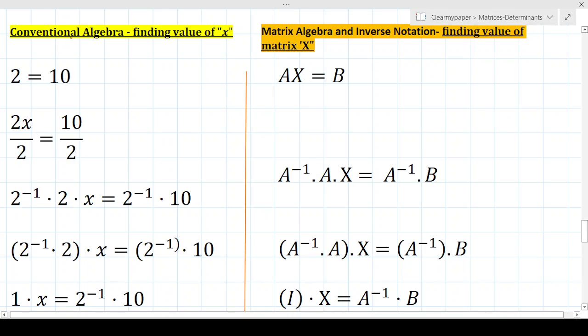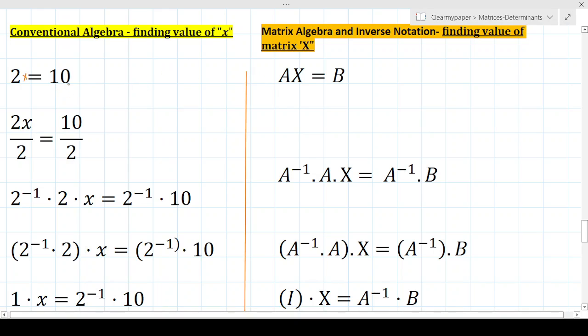So in conventional algebra, let's say there's an x missing here, sorry guys. In conventional algebra, let's say we're trying to find the value of x, and in matrix algebra the equivalent is that we are going to find the value of the matrix x, which is a set of elements. So over here, let's go through the left side first, completely top to bottom, and then we'll try to draw a parallel between conventional and matrix.